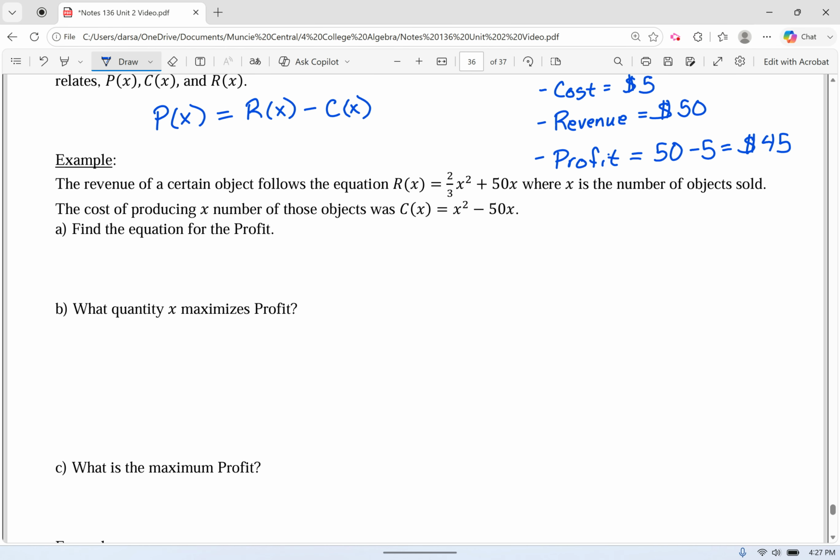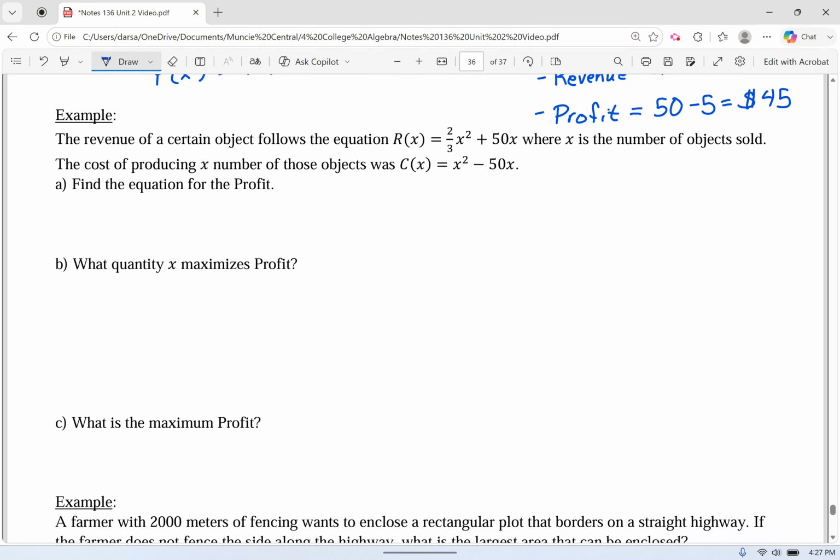The revenue of a certain object follows the equation r of x is 2/3 x squared plus 50x, where x is the number of objects that you sell. The cost of producing those objects is x squared minus 50x. We need to find the equation for profit. Well, remember, profit is revenue minus cost.